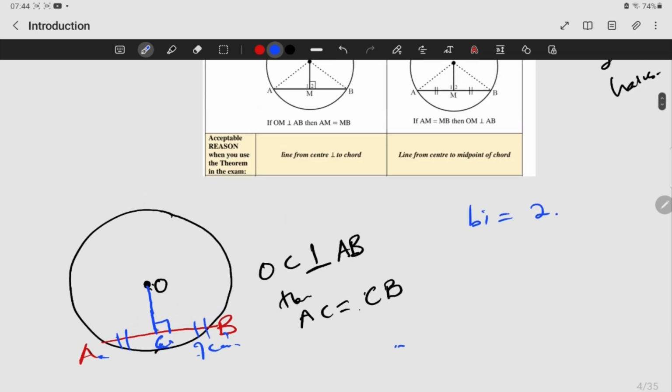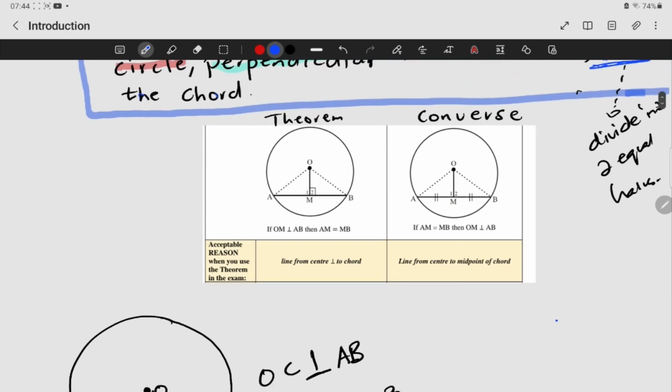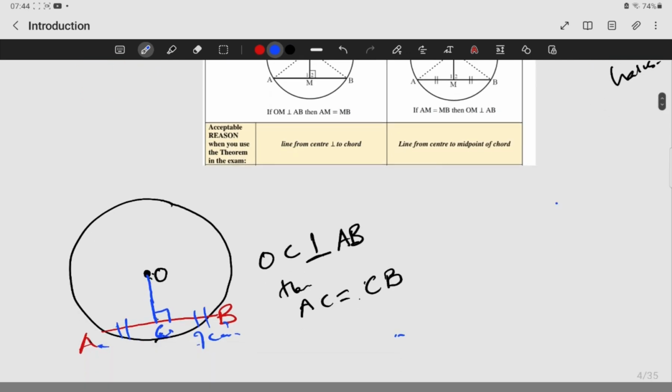Just look now at the converse. The converse is the reverse. We're now reversing. So in the converse, what we say is we are now given the line drawn from the center to the midpoint of the chord. Then we conclude that that line is perpendicular to the chord.